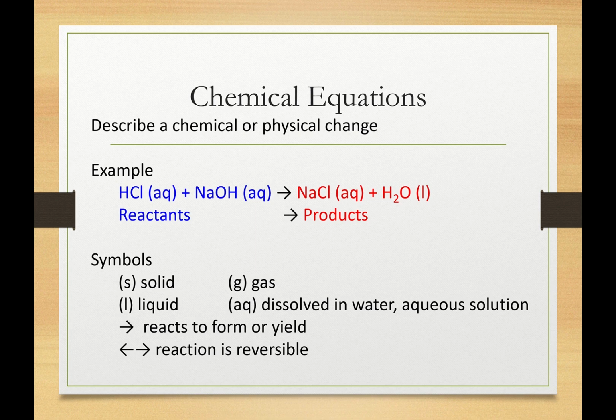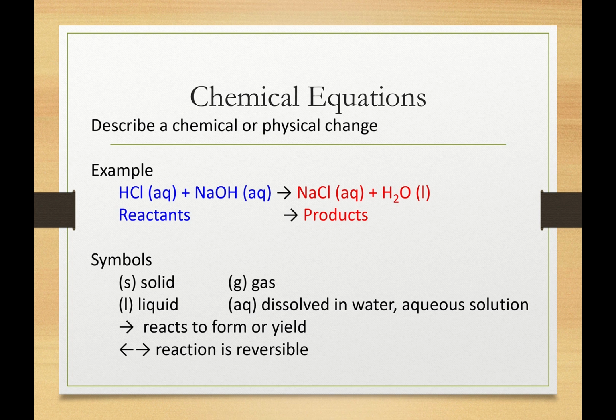In a chemical equation, we essentially have two sides to it, the reactants on the left side and the products on the right side. Your reactants are those substances that are at the start of the change, and the products are those being formed at the end of the change.